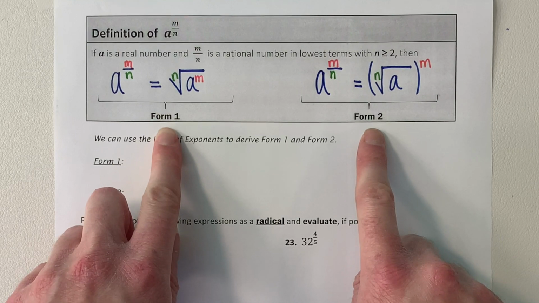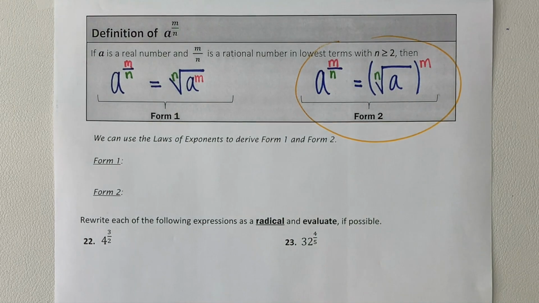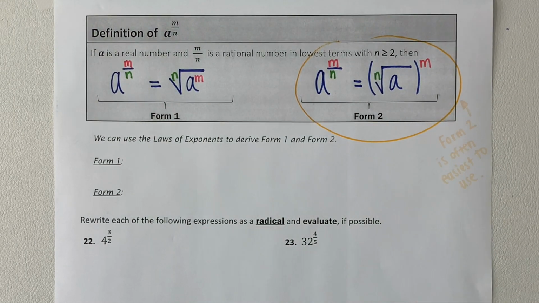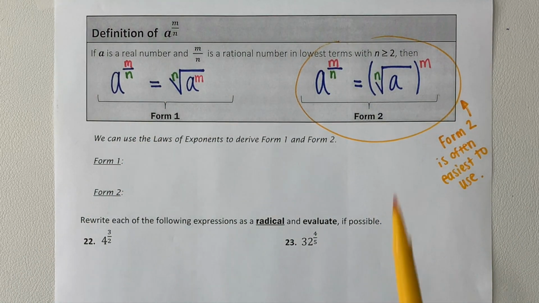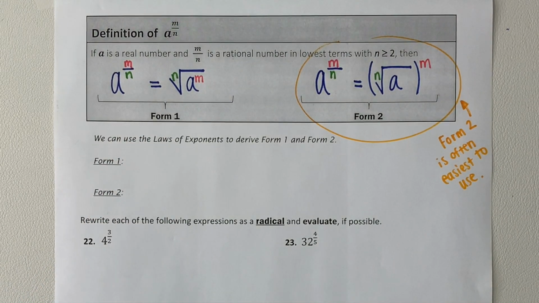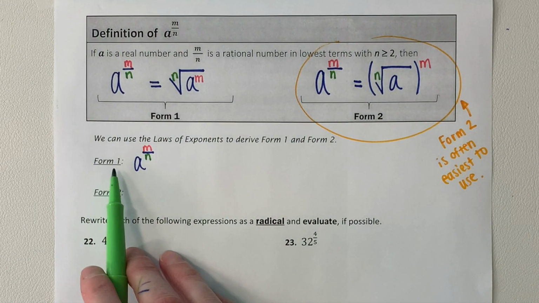Both forms can always be used, but we're going to see down below that form 2 is often the easier form to use. So while form 1 and form 2 can both always be used, we're going to rely mostly on form 2. Now again, these rules might seem completely random, but they're not. Mathematicians derived these rules using basic logic that we can understand. Let's quickly look at how mathematicians derived form 1.